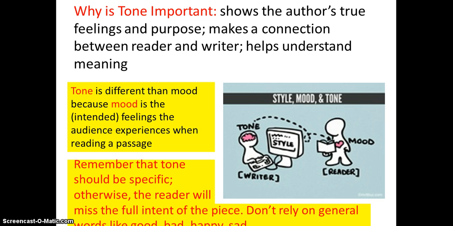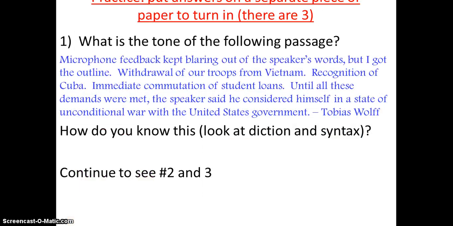Okay? So remember that tone should be specific. Otherwise, the reader will miss the full intent of the piece. So don't rely too heavily on general words like good, bad, happy, and sad. Use your tone list and your tone words to figure out what specifically the author is feeling about what he is writing. Okay, so this is practice.